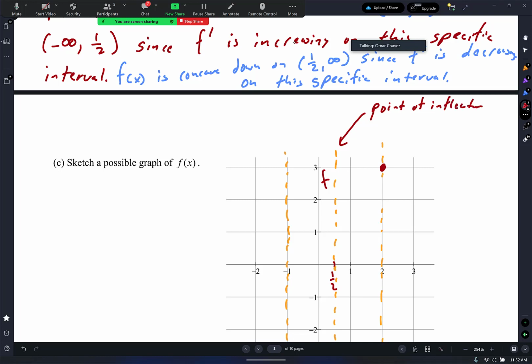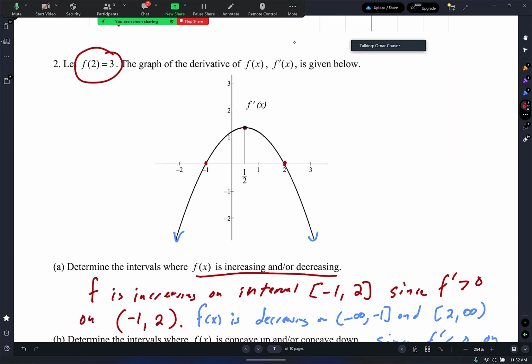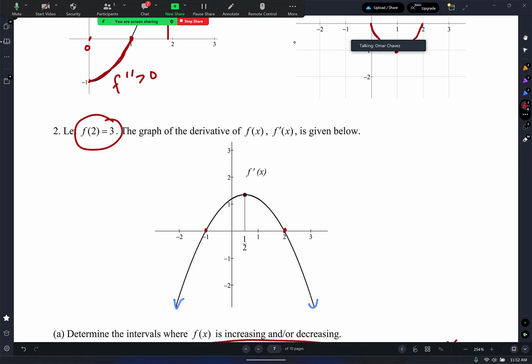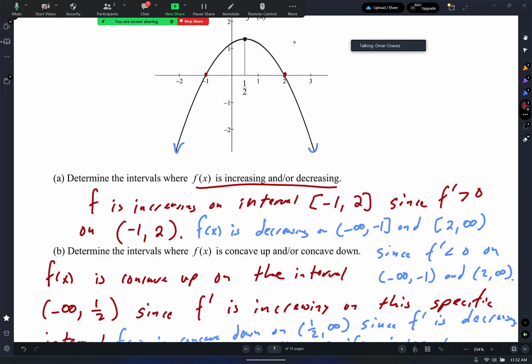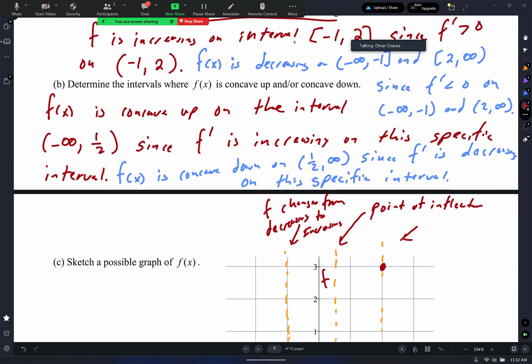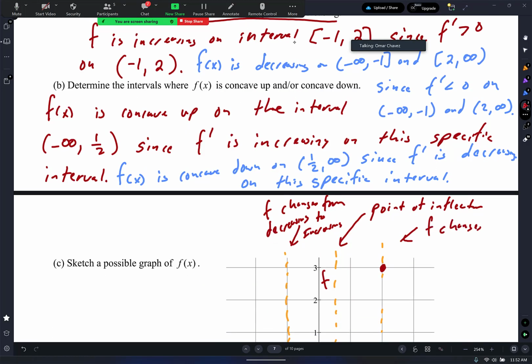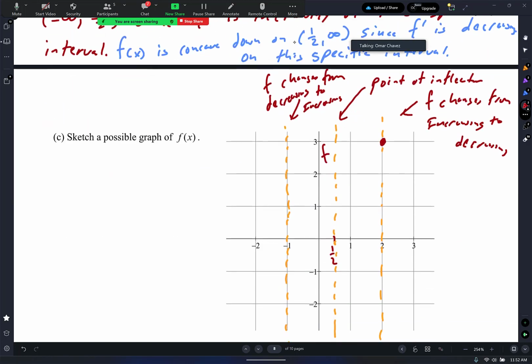Maybe this will help. And then at -1, I better be changing from decreasing to increasing. So let me put f changes from decreasing to increasing. So maybe this helps like that. And then at x equals 2, I should be changing from what? F changes from, perfect, increasing to decreasing. All right, I have all my little things in place.